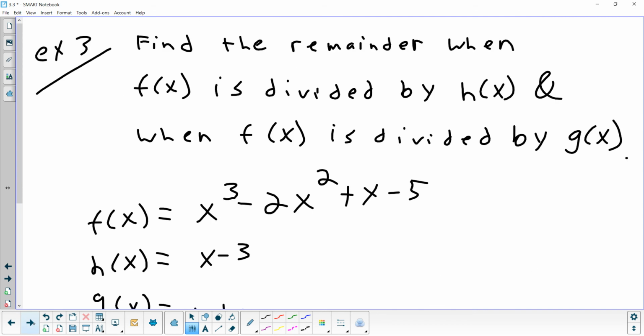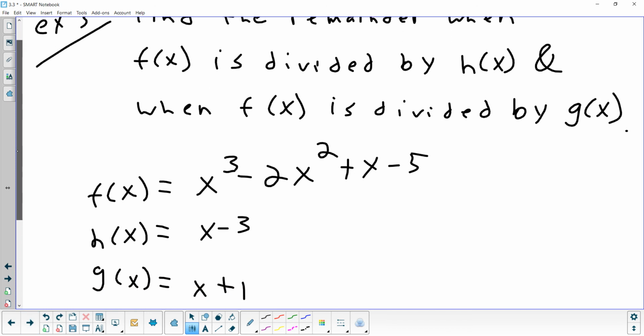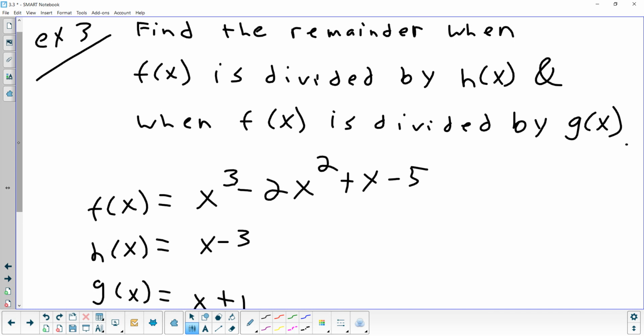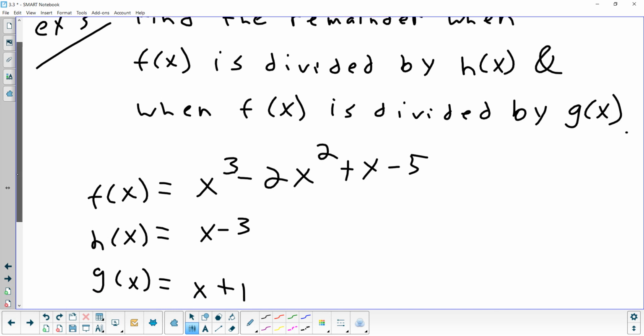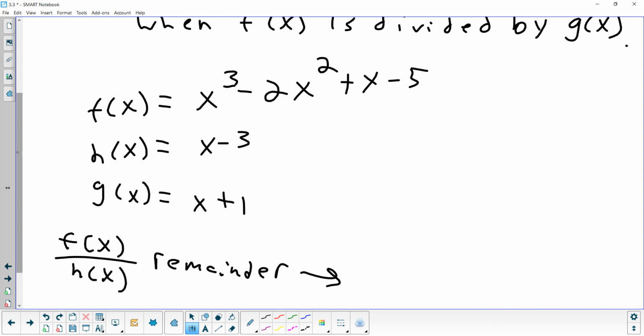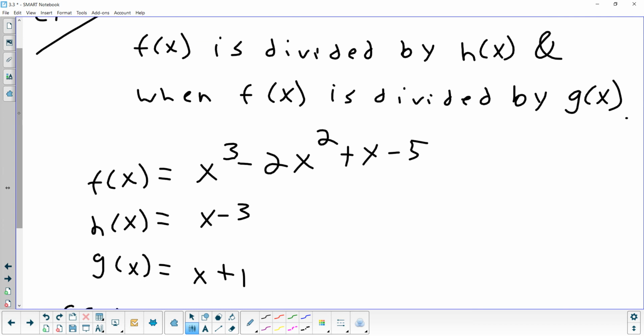So, find the remainder when f of x is divided by h of x, and then when it's divided by g of x. Okay, so two separate problems. So let's do the remainder when we divide by h of x first. To find the remainder, all you have to do is take what you're dividing by, look at the number after the minus sign, and fill it into the dividend, which is also called the numerator. Top.